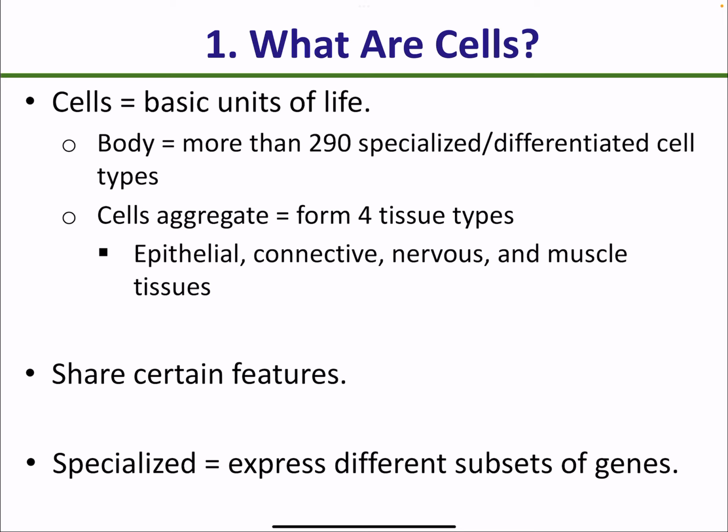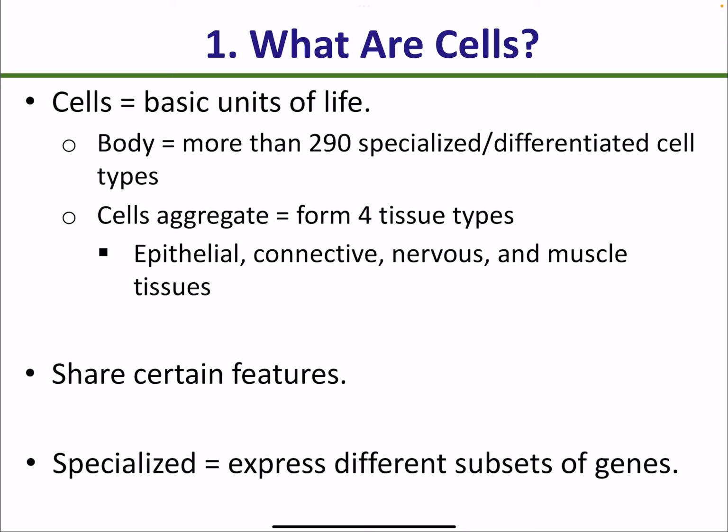Now, what are cells? Cells are defined as the basic units of life. What this means is that in your body, cells are the smallest component of your body that have all the characteristics of life. They are able to reproduce, they are able to respond to their environment, they are able to use energy, and they are able to evolve, if you will.